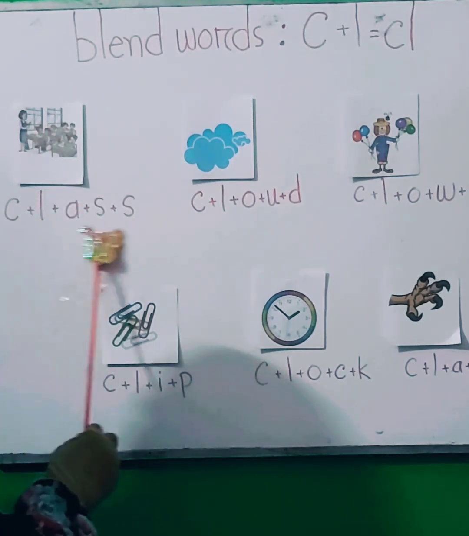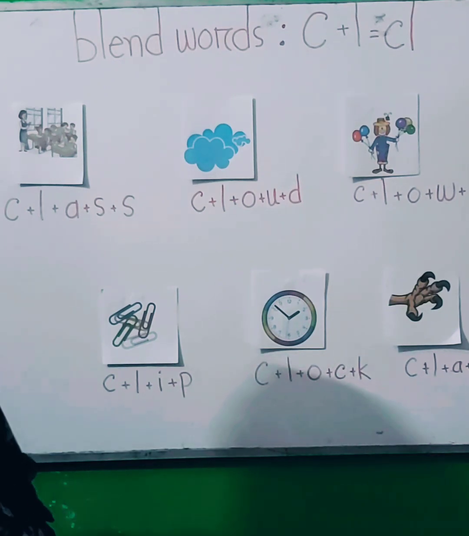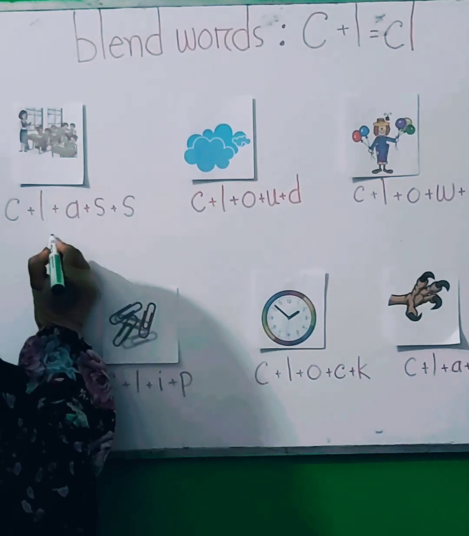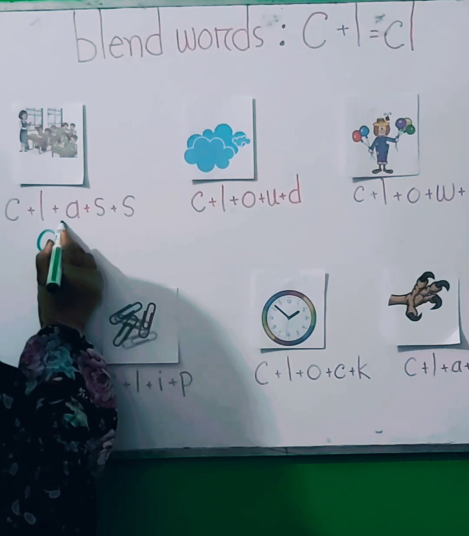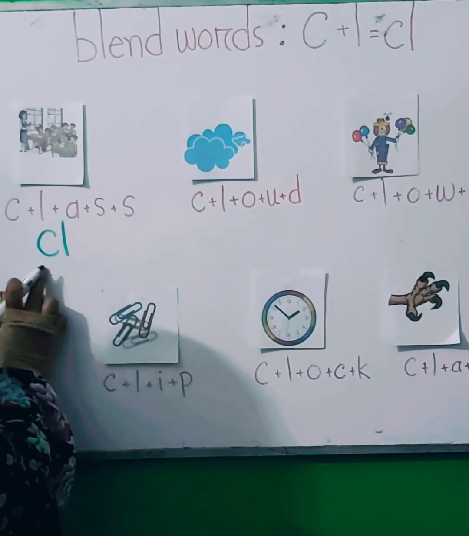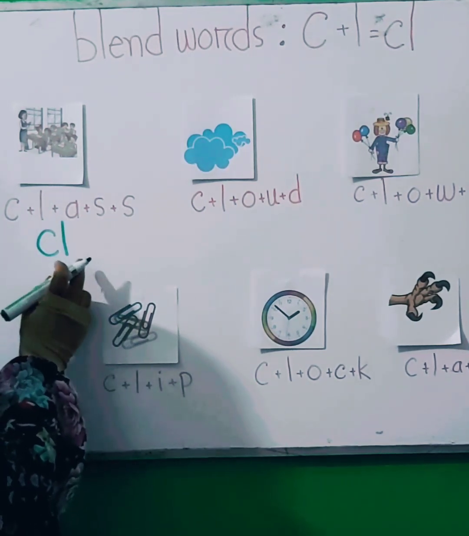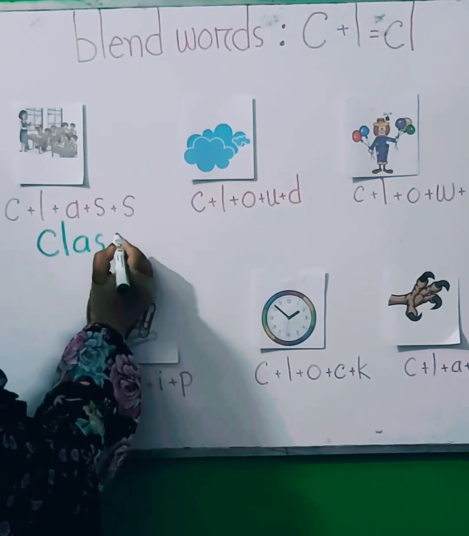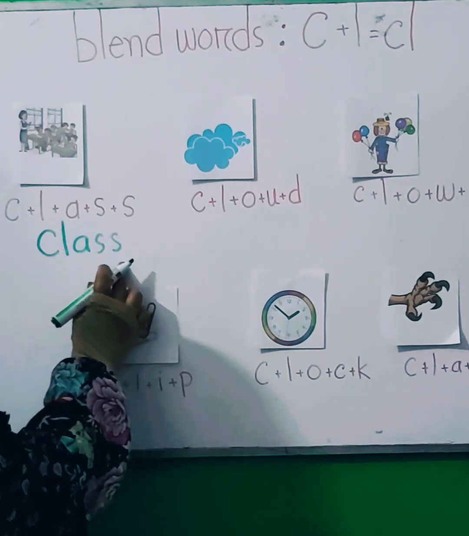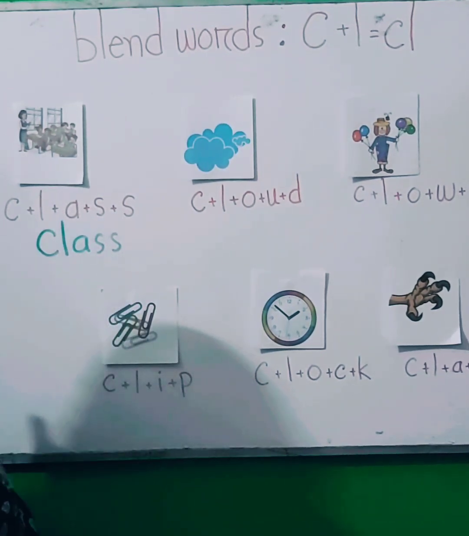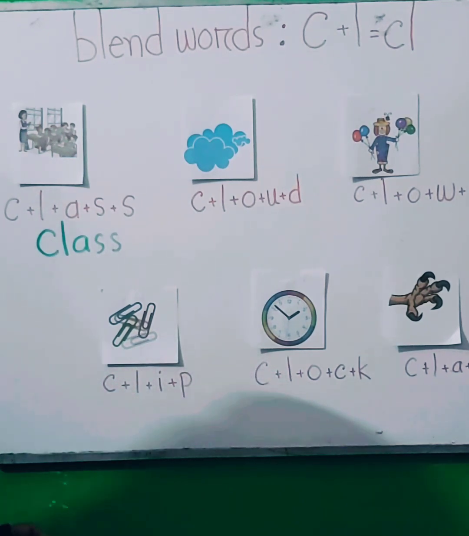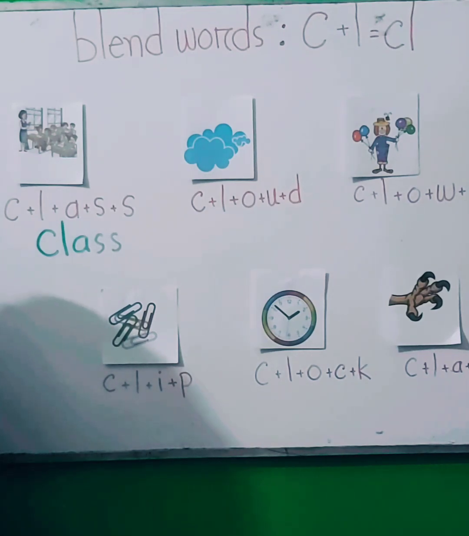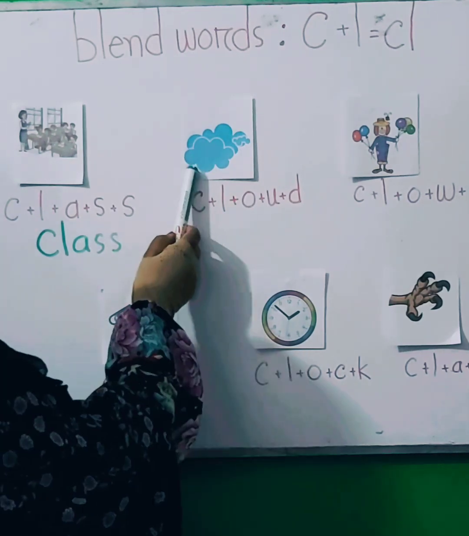Now with these letters, we are going to make words. Okay? What's the sound? Clo. And this is S. Together, it's class. What is this? Class. Class. Okay, now let's practice. Class. Class.